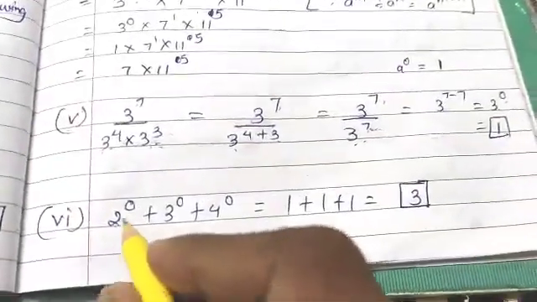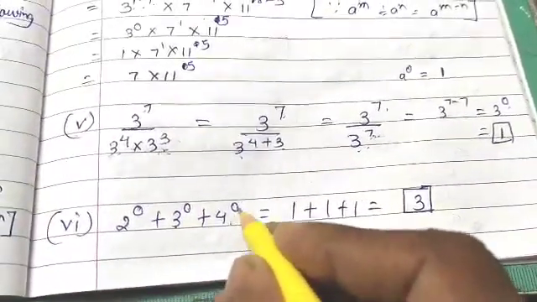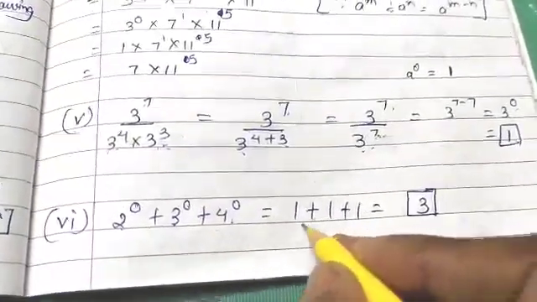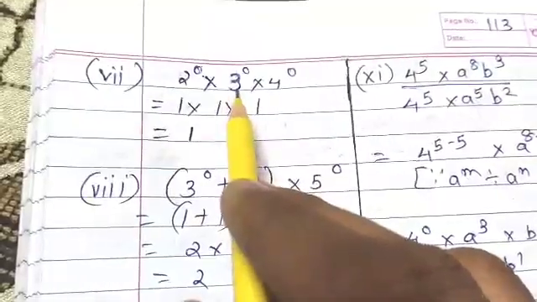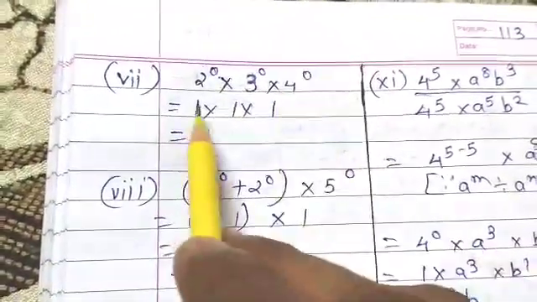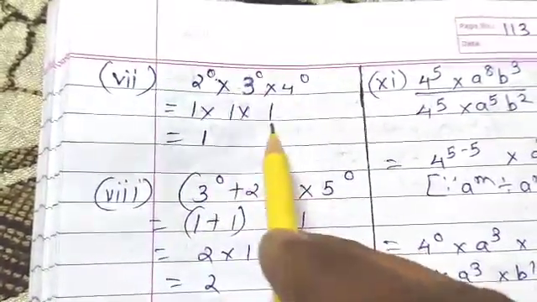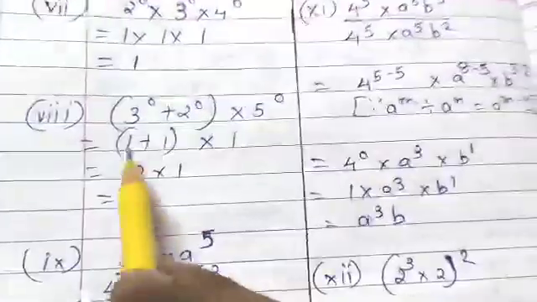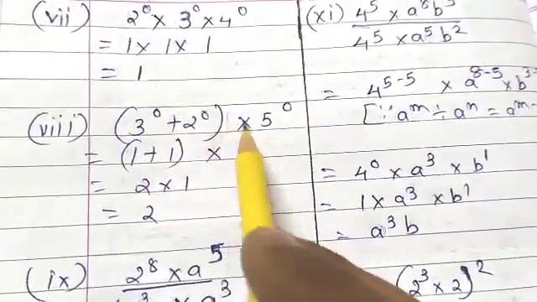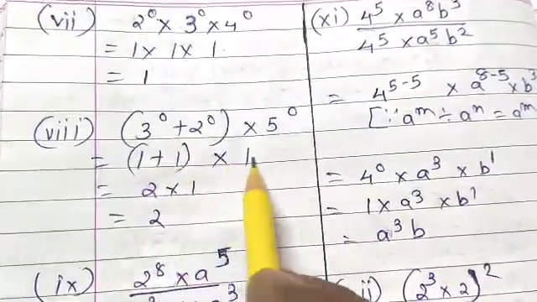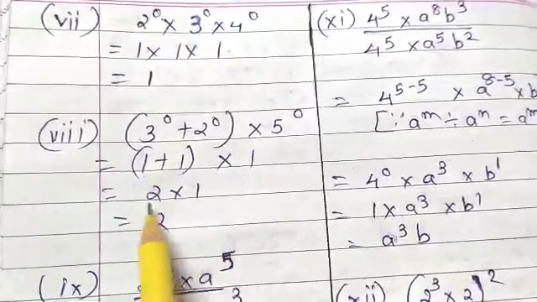Now next one is 2 raised to the power 0 plus 3 raised to the power 0 plus 4 raised to the power 0, so its value will become 1 plus 1 plus 1, which gives 3. Now the next one is 2 raised to the power 0 multiplied by 3 raised to the power 0 multiplied by 4 raised to the power 0. Here also the value will become 1 multiplied by 1 multiplied by 1, so 1 into 1 gives 1 only. Then the next one is 3 raised to the power 0 plus 2 raised to the power 0 multiplied by 5 raised to the power 0, so its value will become 1 plus 1 multiplied by 1. 1 plus 1 gives 2, and 1 as it is, 2 ones are 2.